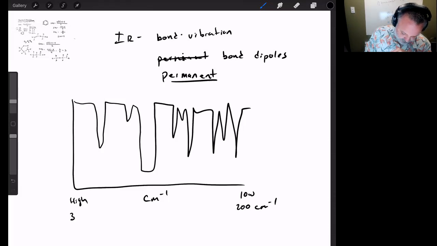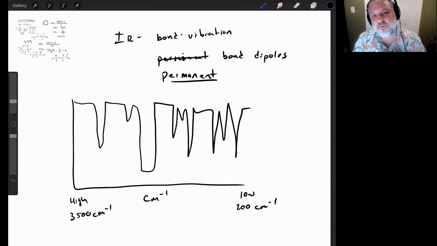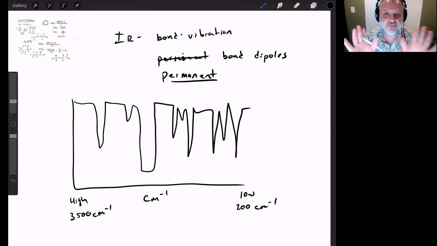Something like 3,500 reciprocal centimeters. And so we're really doing a great job of being really confusing here, drawing graphs that go backwards using inverse wavelengths. Anyway, this is a hang-up from back in the early 1900s when we first started doing this stuff. Anyway, so what's the deal with IR?